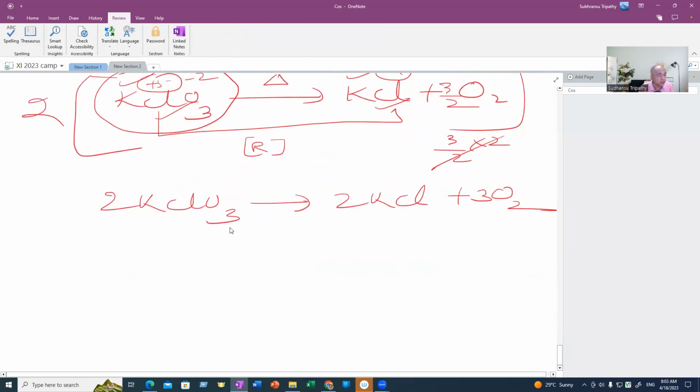So such auto-redox reactions are never balanced by any ion-electron method or by any oxidation number method. Simply hit and trial will suffice. Same is the case with heating a nitrate salt.